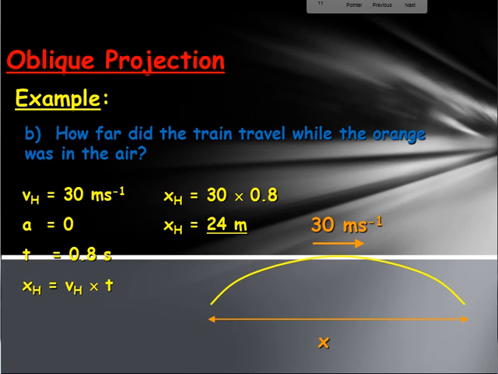So for somebody who was standing and observing from, say, a platform, that's the motion that the orange would have carried for that person that was observing it from outside the train. So we've now gone from just a vertical motion to an oblique motion.